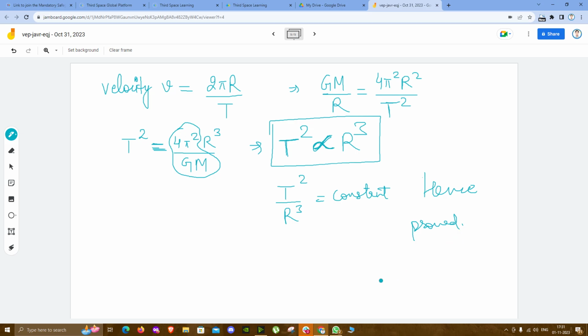This is how you can prove this law of periods. So let me try a numerical based on that. Okay, I'm going to erase it. You can note this down. This is very important, although I recommend you note everything down in this session.